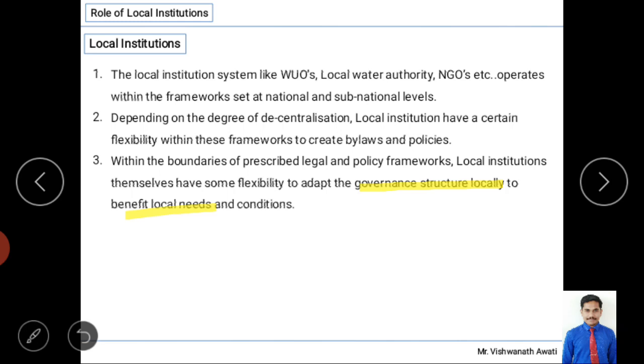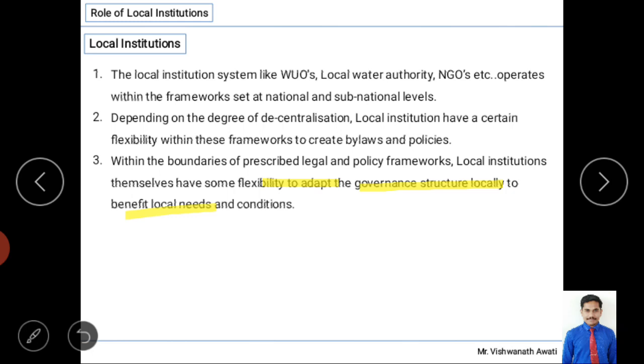But how? By adopting flexible frameworks. We know what we mean by framework. As I told, we have some limited conditions, and we have to work within those conditions only. For example, what do you mean by a door frame? We have some opening, and only within that opening can we enter the room, right? So here also we have some framework of rules and regulations for the local institute. Within that only we have to work.